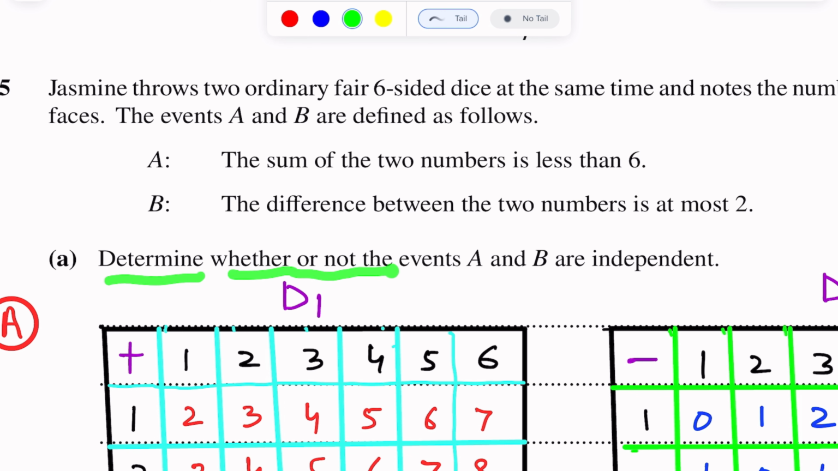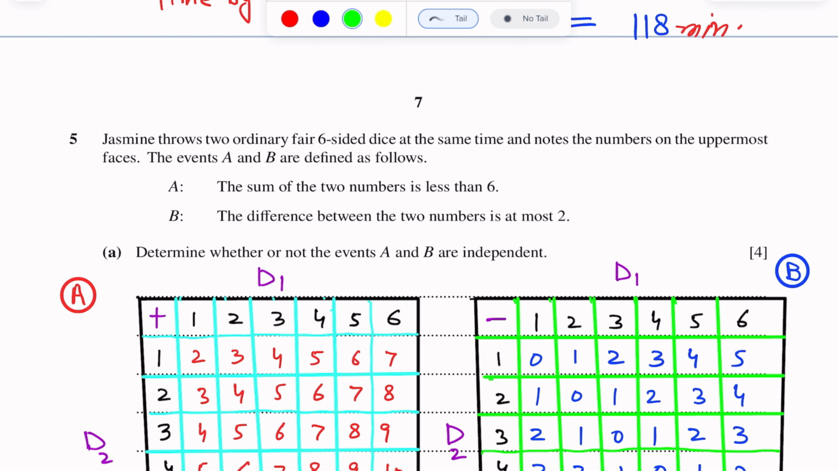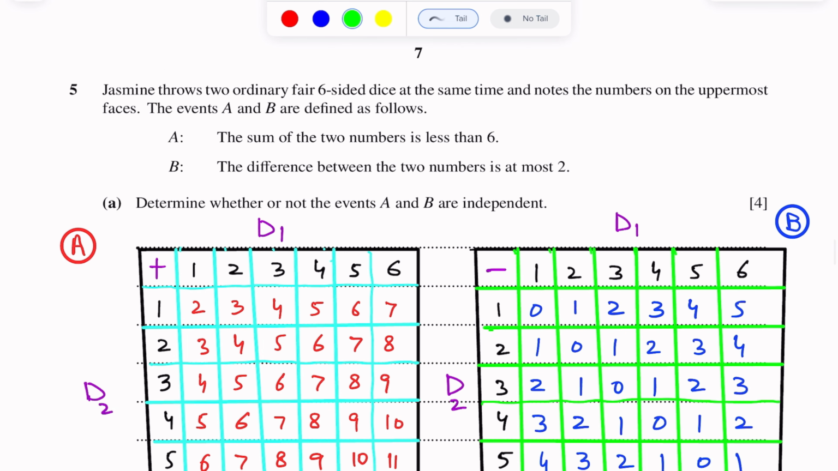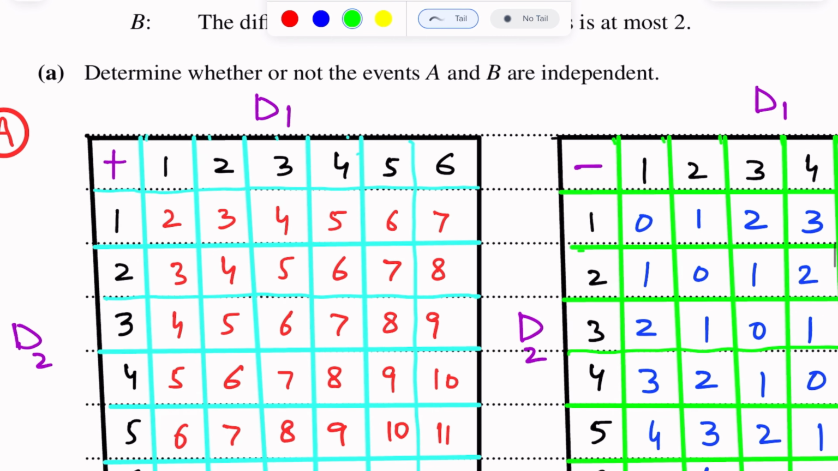Determine whether or not the events A and B are independent. First of all, we will draw possibility diagrams for both events A and B to have all the possible outcomes. We will draw first the two possibility diagrams for events A and B. Look at this. This diagram is for event A.